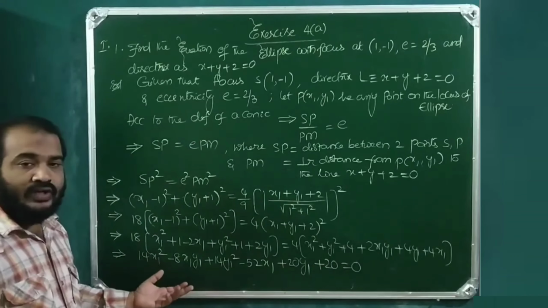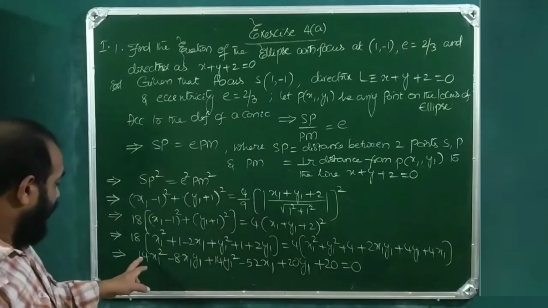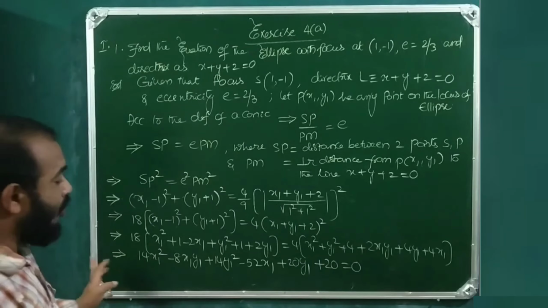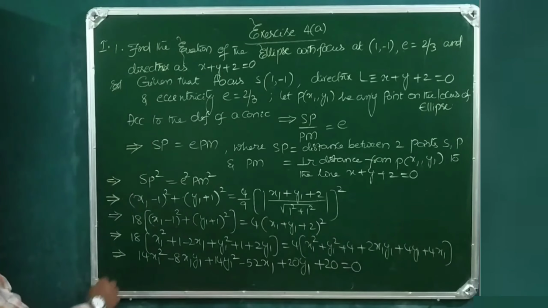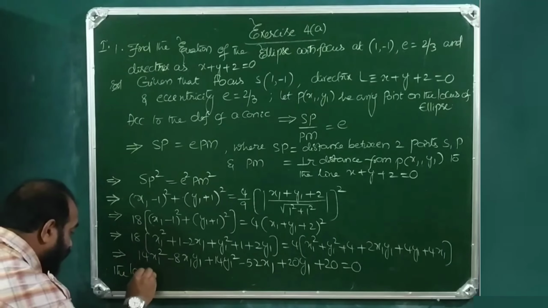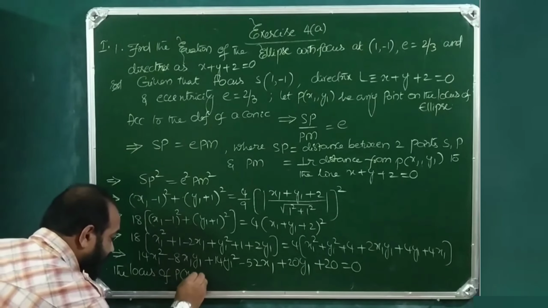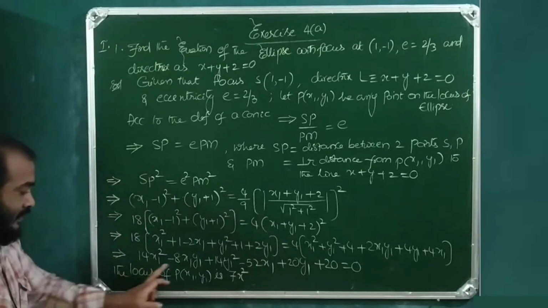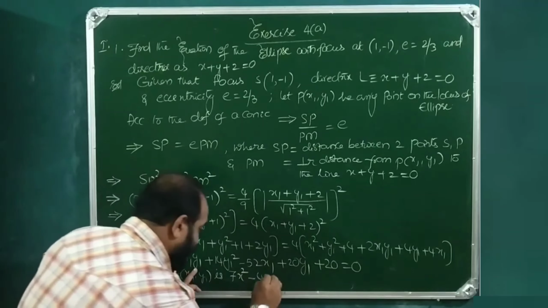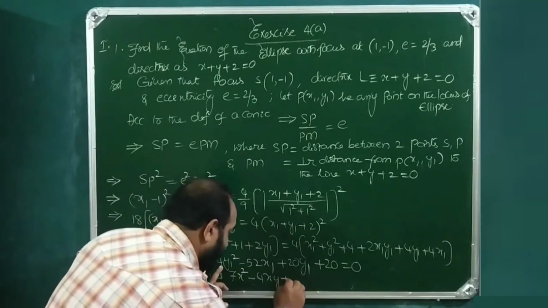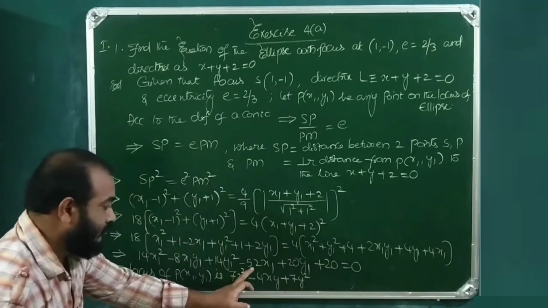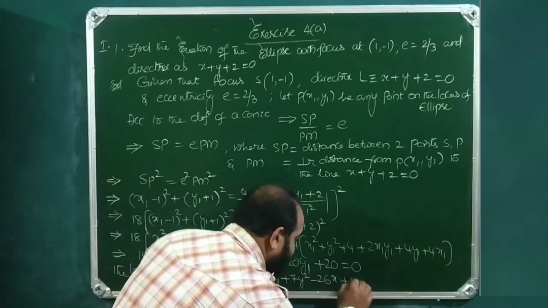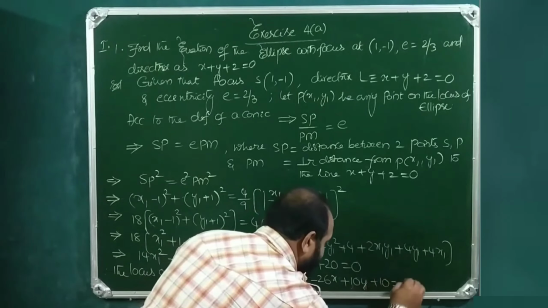Therefore the locus of P(x1, y1), and we can take 2 as common throughout the entire equation, is 7x² - 4xy + 7y² - 26x + 10y + 10 = 0.